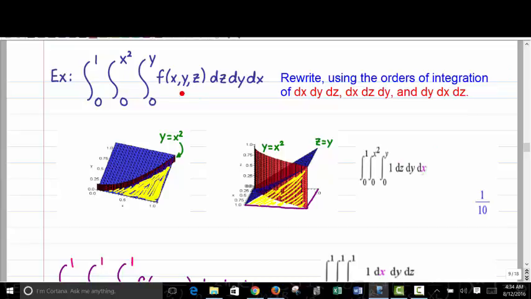So z equals y, that's a plane. So there it is, kind of angling down. The bottom zeros keep everything in the first octant. Now y equals x squared.